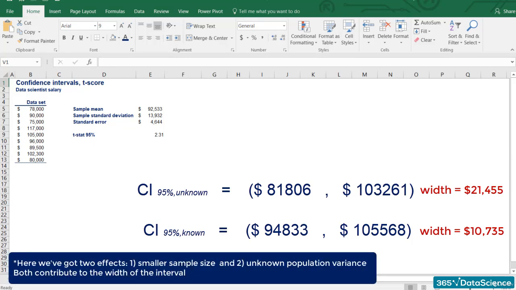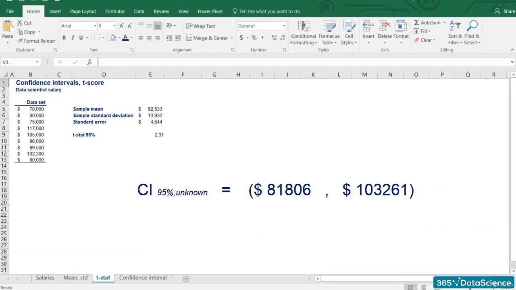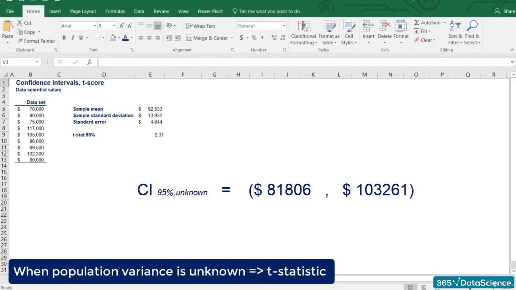So, what we learned today is that even when we do not know the population variance, we can still make predictions, but they will be less accurate. Furthermore, the proper statistic for estimating the confidence interval when the population variance is unknown is the t-statistic and not the z-statistic. All right, great.